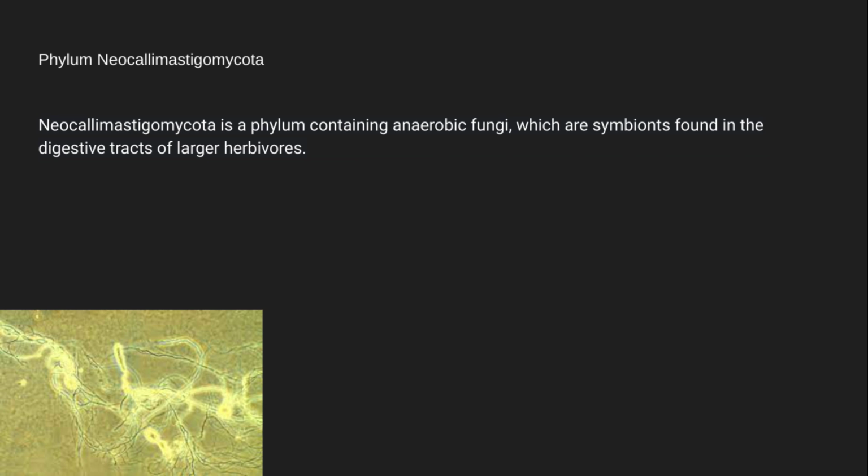Second is Neocallimastigomycota. Neocallimastigomycota is a phylum containing anaerobic fungi, which are symbionts found in the digestive tracts of larger herbivores.